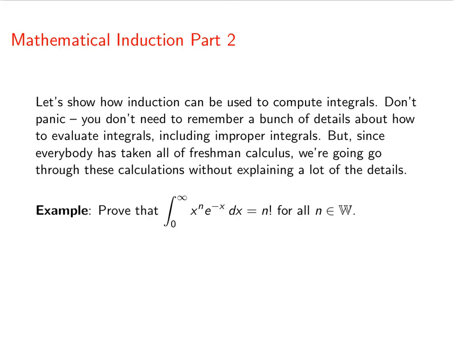So here's the problem that we want to do. Let's evaluate the integral from 0 to infinity of x to the n e to the minus x dx. And we're going to show that that's equal to n factorial for all n in the whole numbers. Now this is kind of interesting to show that you've got an integral that ends up giving you something that is just an integer product. It's a little bit unusual to run into things like this.